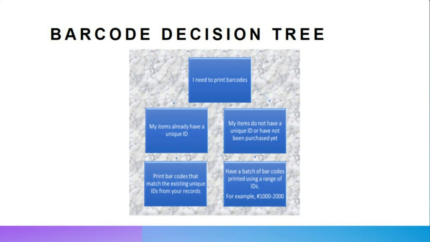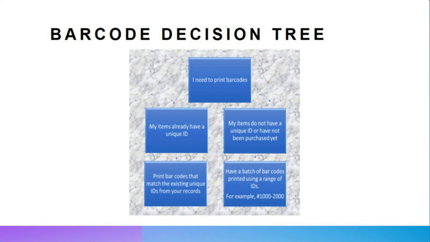On the other hand, maybe my items do not have a unique ID, or maybe they haven't been purchased yet. Maybe I'm ordering 500 new things and they haven't been added into Asset Panda yet, but I want to be able to put a barcode on those items as soon as I receive them and basically receive those into Asset Panda.